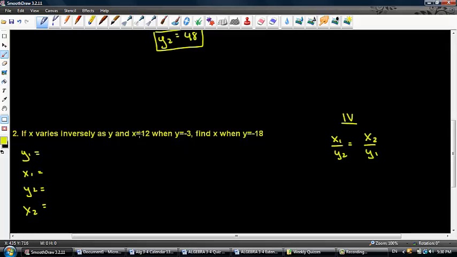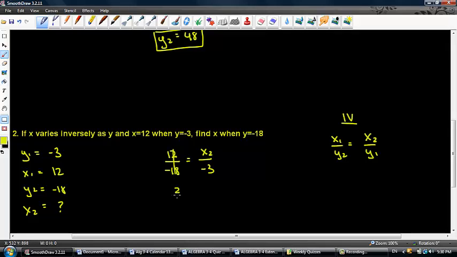When x equals 12, x sub 1 is 12 when y equals negative 3, so that's y sub 1. We're going to find x, and this time it's a little different, when y equals negative 18. So let's plug those in. x sub 1 is 12 over y sub 2, that's negative 18, and that's going to equal x sub 2, which is what I'm trying to find, over y sub 1, which is negative 3. Again, just like the last problem, I can reduce those down.